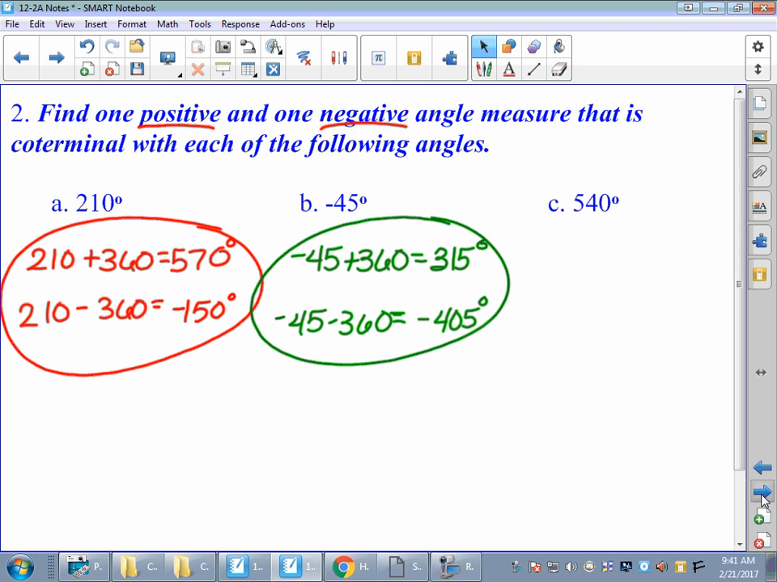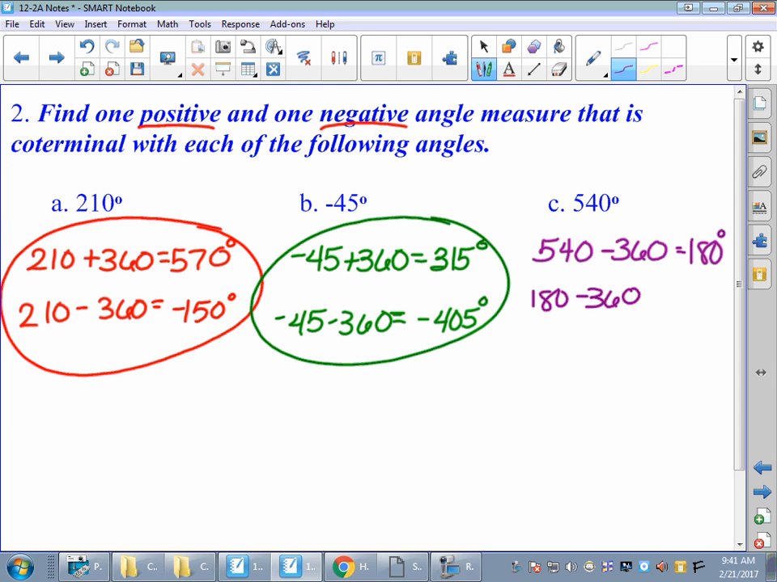And then the last case would be 540. Now, 540 is already over 360. So in this particular case, you're more than welcome to add 360 and subtract 360. But to get your negative, you're going to have to do a couple subtractions. So I'm actually going to subtract twice. I'm going to subtract 360 to get a coterminal 180. Then I'm going to take the 180 and subtract 360 again to get into the negatives. Otherwise, I would never get to the negatives. So that's the answer I'm going to give.